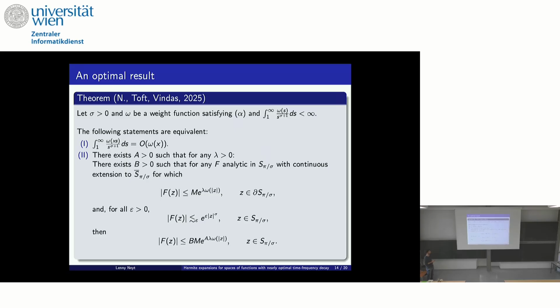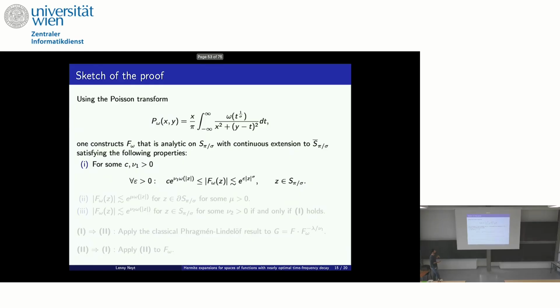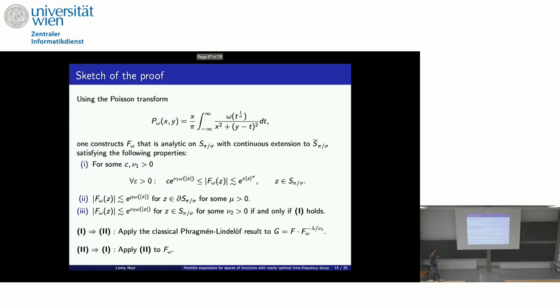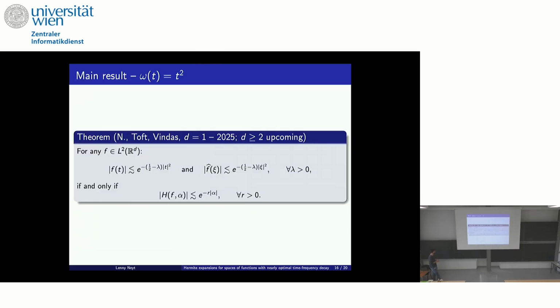But okay, then we know that equivalently we have this integral bound here on your weight function. This is equivalent to having a kind of Phragmén-Lindelöf principle on the sector of angle pi over sigma, but now we can have these bounds here, okay? And then this stays the same, and then we can conclude actually the bound holds everywhere on the sector. Right. Okay, and then you can go back. Yeah, I'll not give a sketch of the proof, but it basically boils down to having a good Poisson transform of your weight function.